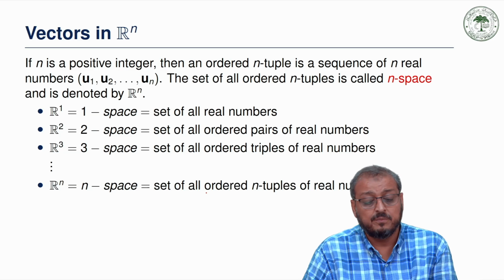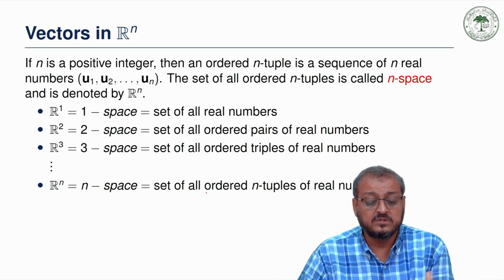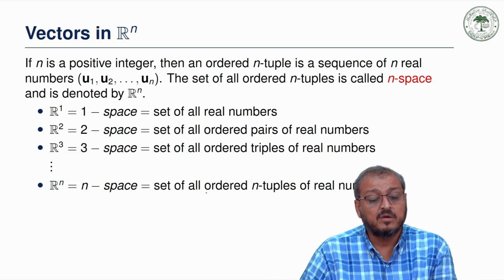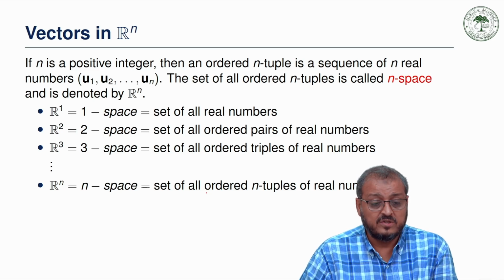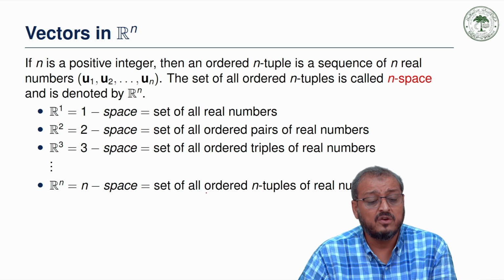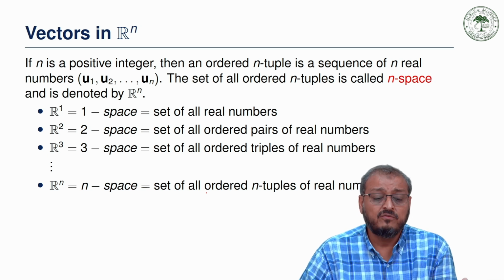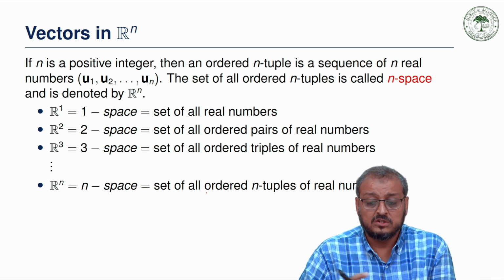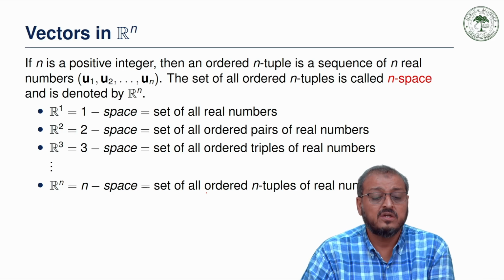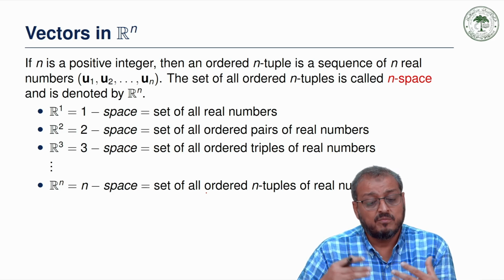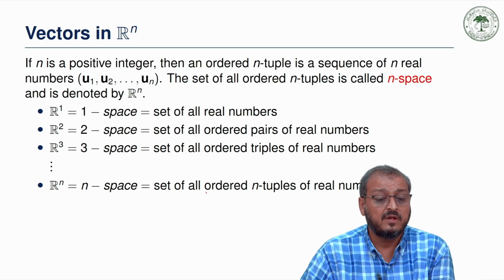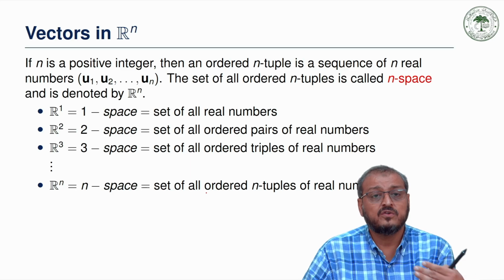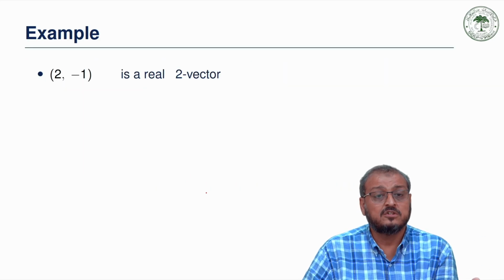So this means the set of all ordered n tuples of real numbers is denoted by R n space. Similarly, we can define C to the power n as the set of sequences of n complex numbers v1, v2, vn, and that is the n complex space. This is called the n real space, and if we take the elements from C, it is called the complex space.